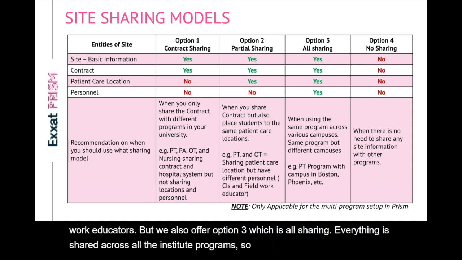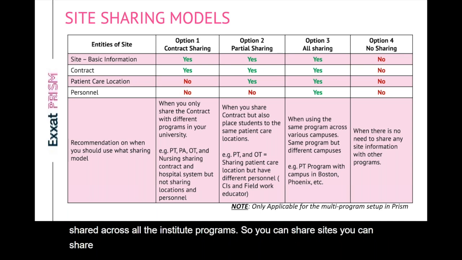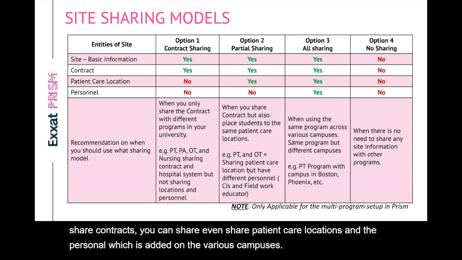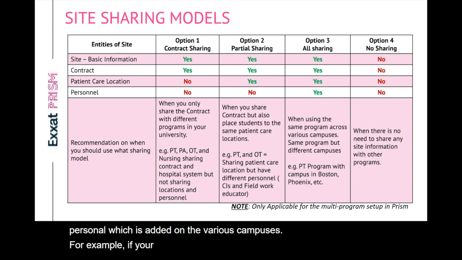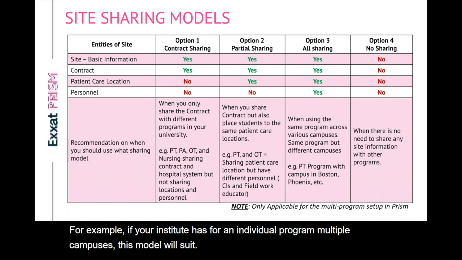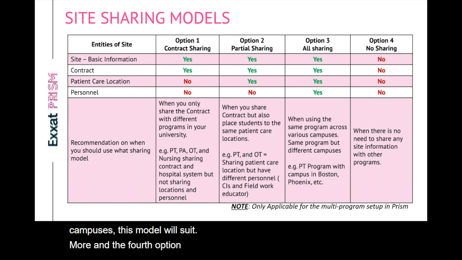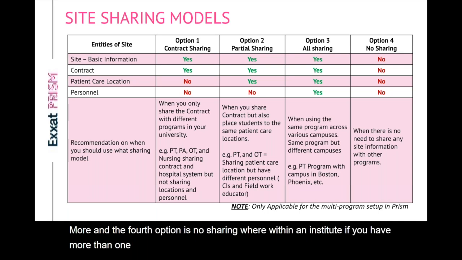So you can share sites, you can share contracts, you can even share patient care locations and the personnel which is added on the various campuses. For example, if your institute has, for an individual program, multiple campuses, this model will suit more. And the fourth option is no sharing, where within an institute, if you have more than one program and if every program wishes to manage their own data, then the no sharing model will come in handy.